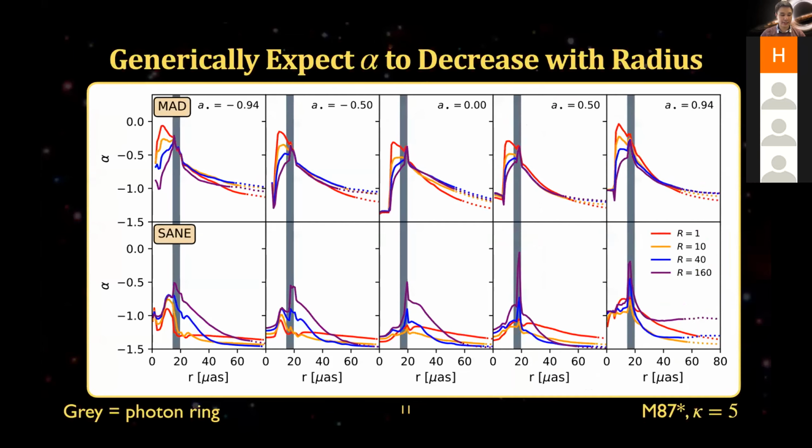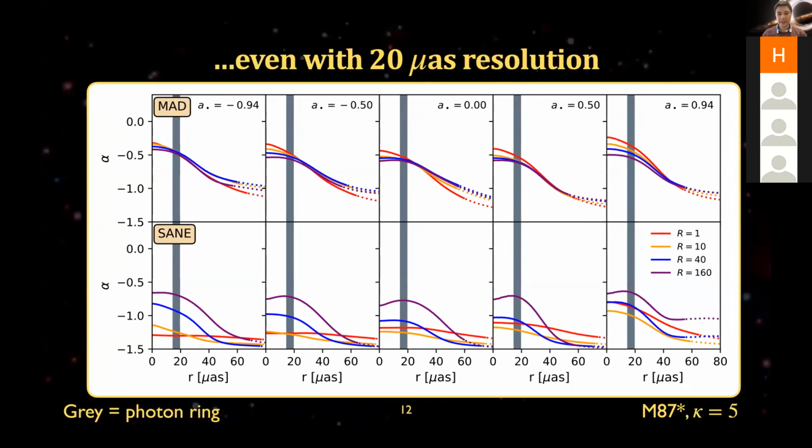I'll skip over this and conclude saying that if we can resolve the spectral index, we expect that generically there's going to be a decrease with radius, as well as a spike in the photon ring, if that's actually resolvable. So here we've got the different models azimuthally and time averaged. And we've got the spectral index as a function of radius shown here, where the gray band is the photon ring. You see a spike there and a generic radial decline. The radial decline ought to be accessible even at 20 microarcsecond resolution. So here I've done the same thing as before, but just blurred with the appropriate kernel beforehand.